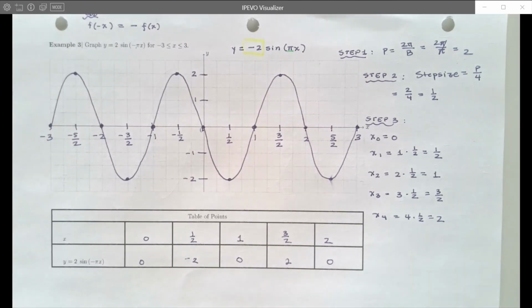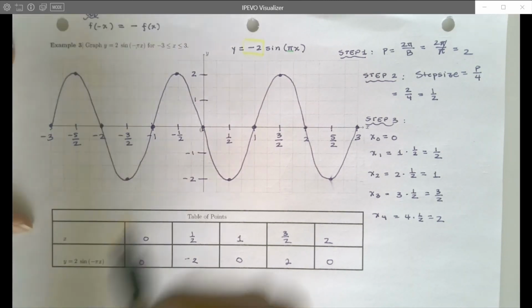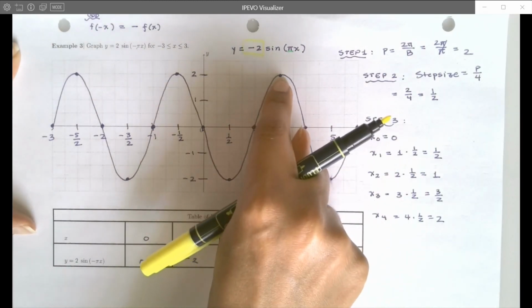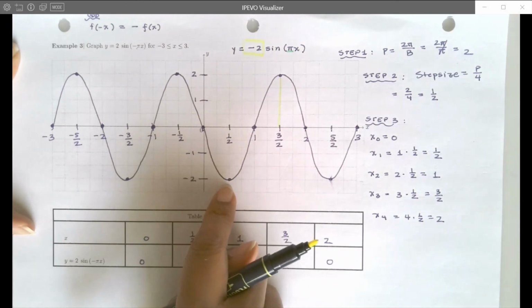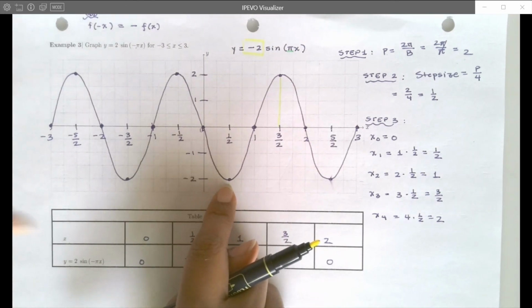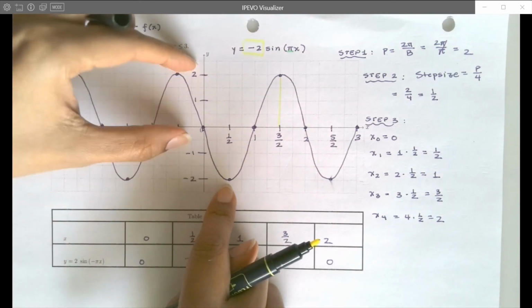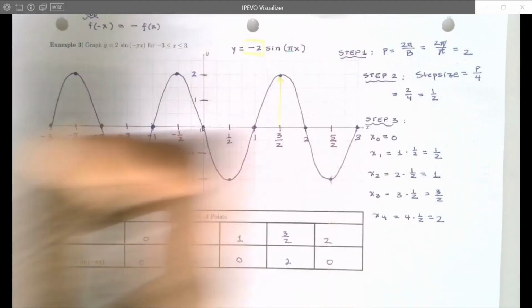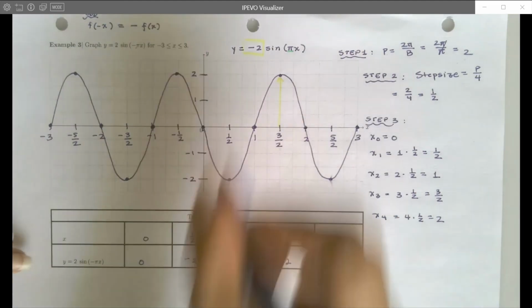The other change we saw from the original sine graph is that we have an amplitude of 2. And well, again, if you look at the difference between the highest point, which is 2, and the lowest point, which is -2, that's a distance of 4. Take half of that and you get 2. So the amplitude is consistent with what we see in the coefficient.